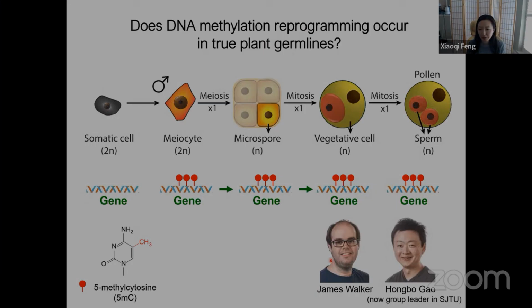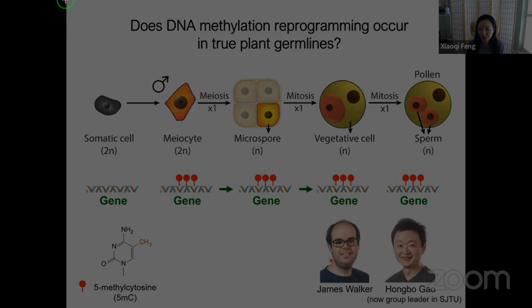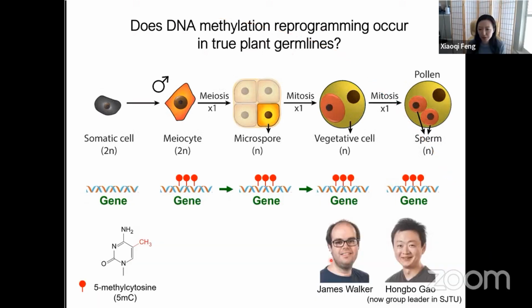A graduate student, James Walker, and the former postdoc, Hongbo Gao, found that there is indeed methylation reprogramming. This manifests in the distinctive methylation of hundreds of genes across the entire male germline. You see this from meiocytes all the way to the sperm, and this methylation is absent from somatic cells.